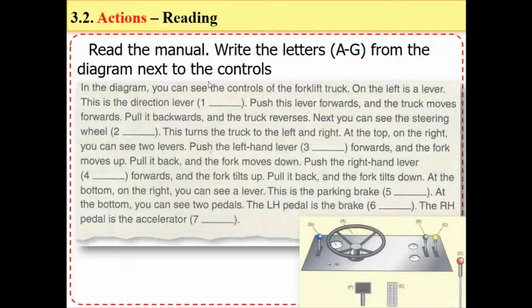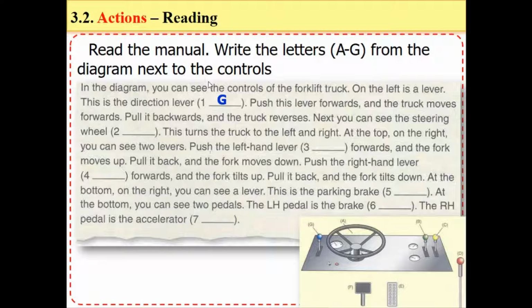And reading. Read the manual. Write the letters A to G from the diagram next to the controls. In the diagram, you can see the controls of the forklift truck. On the left is the lever. This is the direction lever, G. Put this lever forwards, and the truck moves forwards. Pull it backwards, and the truck reverses.